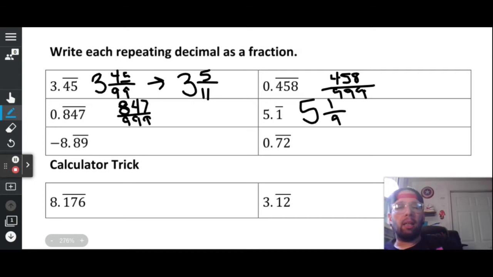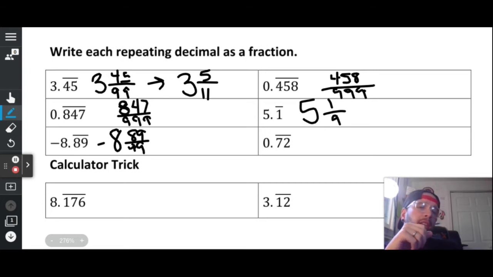0.89 is repeating, so 89 over 99. That doesn't simplify. Put that big -8 in front of it. 0.72 is repeating. So I can say 72 over 99. And then you might be thinking, wait a minute, I can divide 72 by 9. So if I divide the top and the bottom by 9, I get 8 over 11.